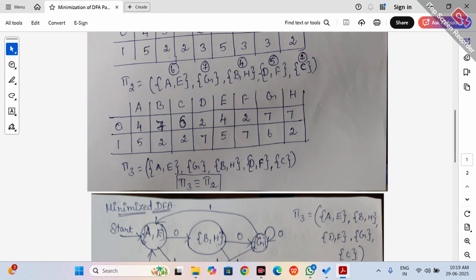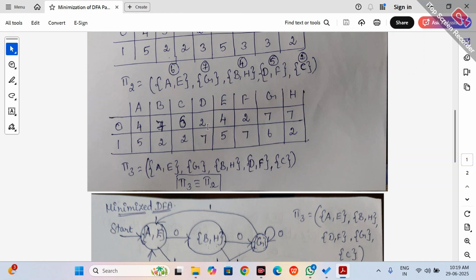4 and 5 here. E also goes to 4 and 5 for the input 0 and 1. We can combine this as a single group, A and E. And for B, 7 2, again H, it is 7 2. So we can combine these two as the same group.